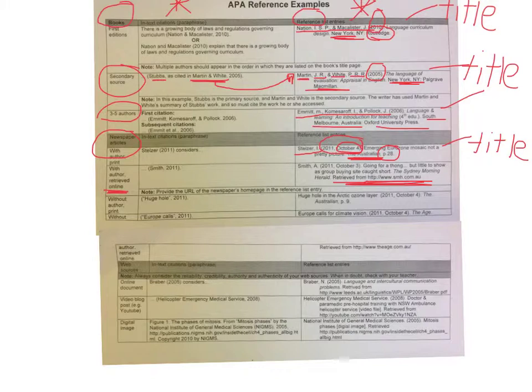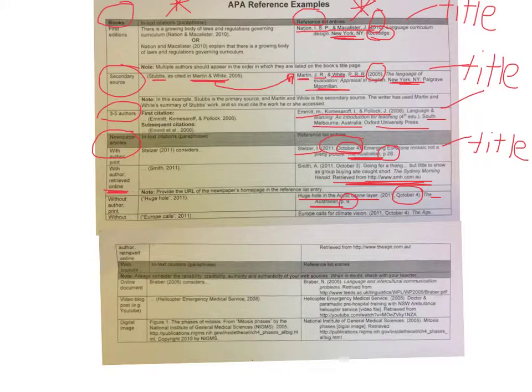Now, what if you find a newspaper article that doesn't actually have an author's name? In this case, what you do is you just list the title of the article, followed by the year in which it was published and the actual date, full stop, the title of the newspaper that it appeared in, followed by the page number.